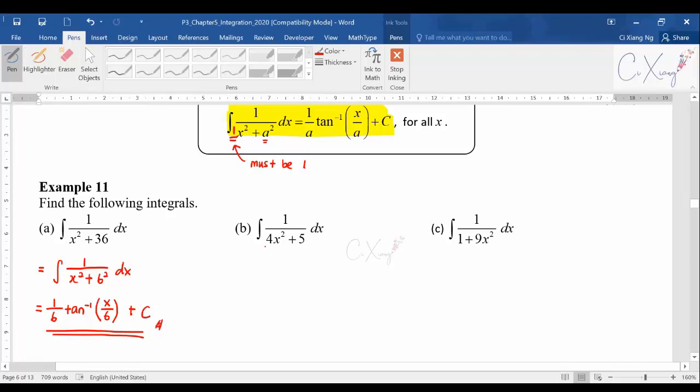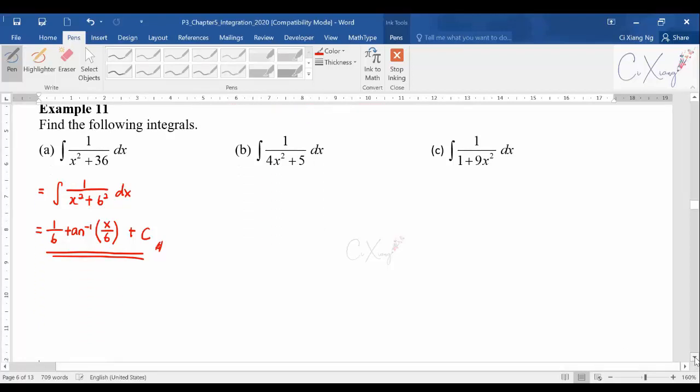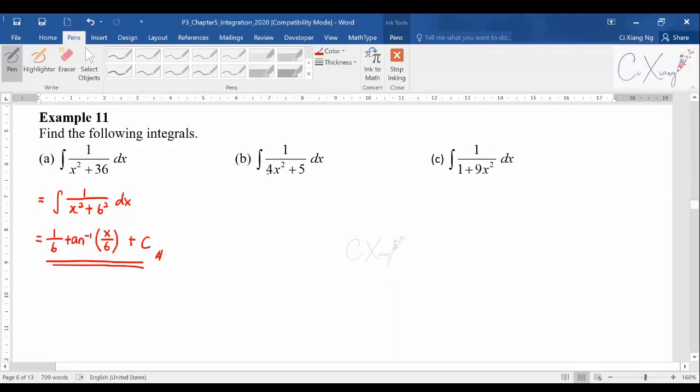Okay, alright, so let's look at part B. For part B, again, if you look at this example, it is no longer starting with the coefficient 1, right?